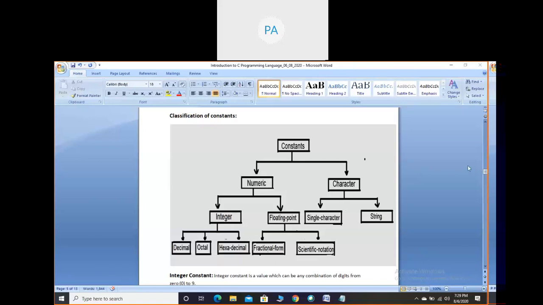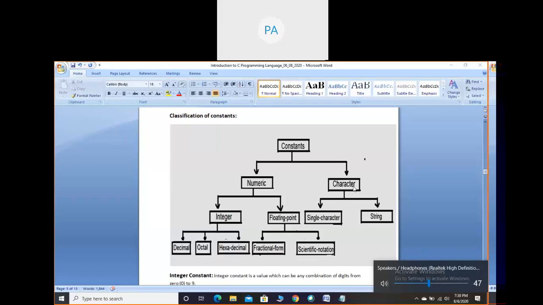Okay, so here we will discuss constant classification. In constants, we have two main types: numeric and character. From the term only we have to understand something. Whenever you learn any new topic, first you concentrate on the term, because from the term only we will come to know some 50% of the answer.